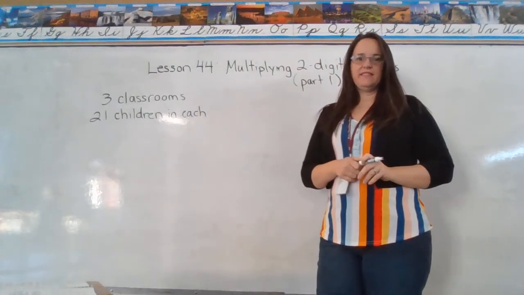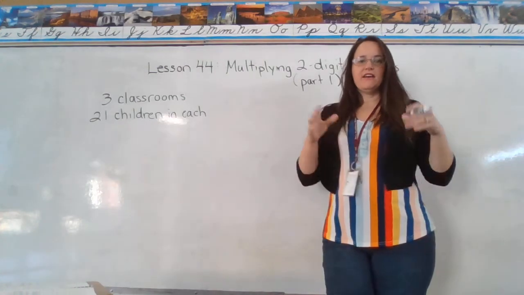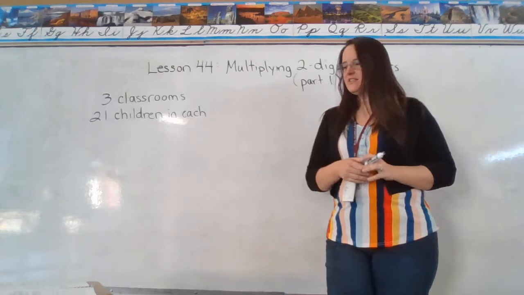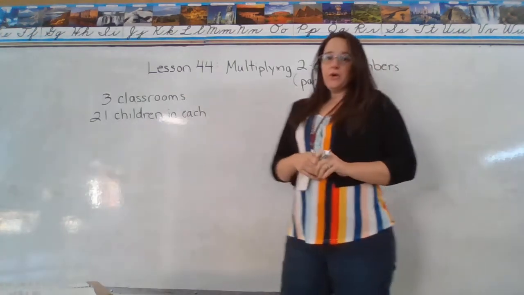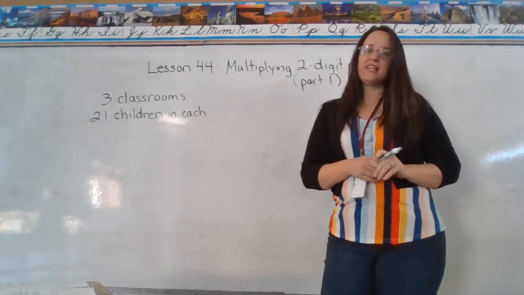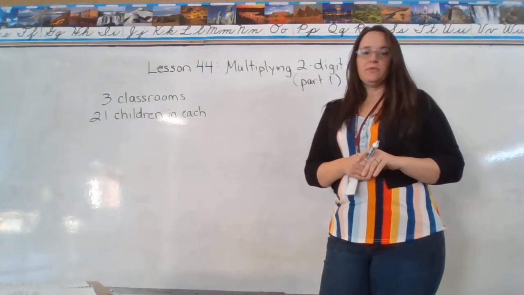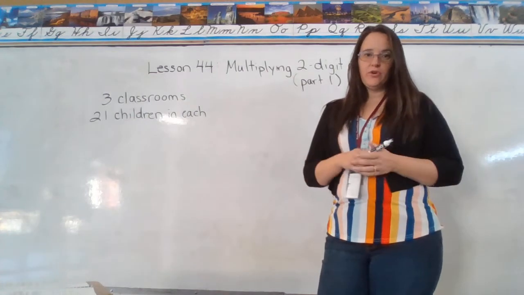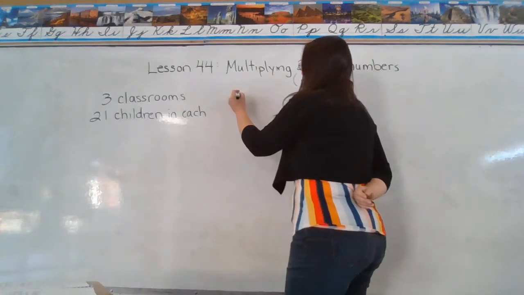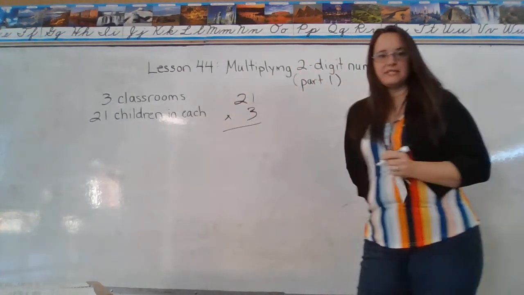Today we are on Book 4, Lesson 44, and this is the first lesson on multiplying two-digit numbers for this year's section. So, we'll start with this information. We have 3 classrooms, and there are 21 kids in each classroom. So we want to find out how many children there are total. Well, we know 3 groups of 21 means we're going to multiply 21 times 3.